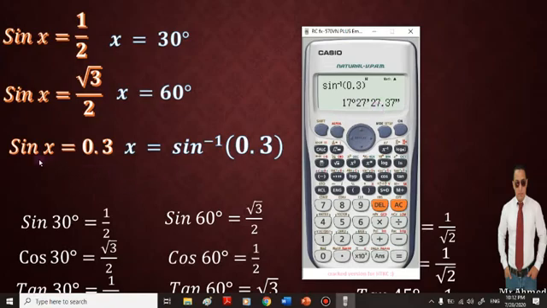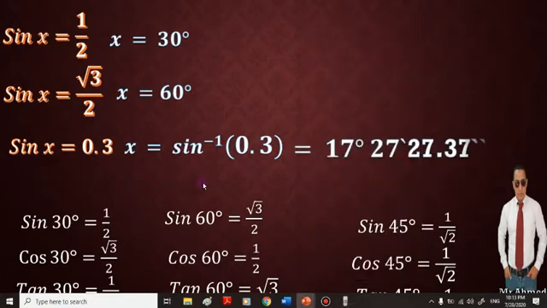So if we have the sine of an angle and need to find the angle, we can find it in two different ways. If the number given for the sine or the cosine is a special number, then you can use the angles you have studied. But if we have a number other than them, then you can use the calculator. You press shift sine, or shift cosine, or shift tan. The angle here will equal 17 degrees 27 minutes 27.37 seconds.